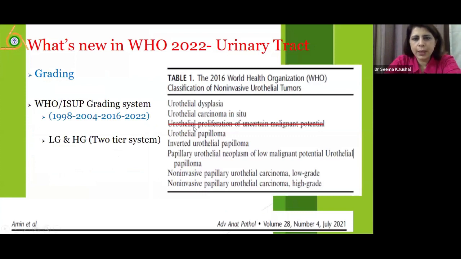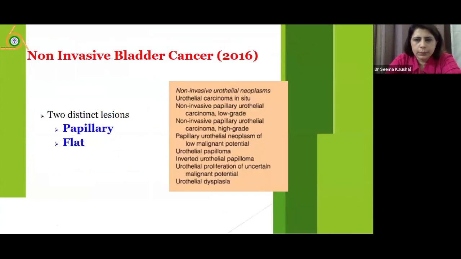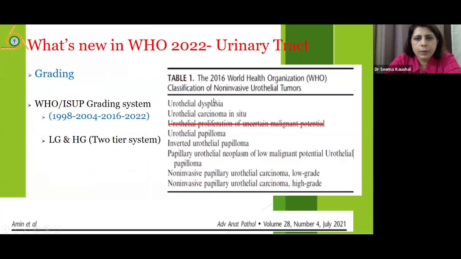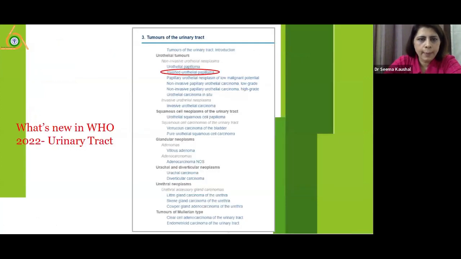In 2022, they have removed the tongue twister term, urothelial proliferation of uncertain malignant potential, which is good because this particular term didn't mean anything to the clinician. It's a more confusing term. So now in non-invasive urothelial tumors, you have dysplasia, carcinoma in situ, papilloma, inverted urothelial papilloma, PUNLMP, low-grade non-invasive papillary tumor, and high-grade non-invasive papillary tumor. These are the terminologies recommended for non-invasive urothelial tumors: urothelial neoplasm of low malignant potential, and papillary urothelial carcinoma low-grade and high-grade. Inverted urothelial papilloma is an addition in the new WHO.